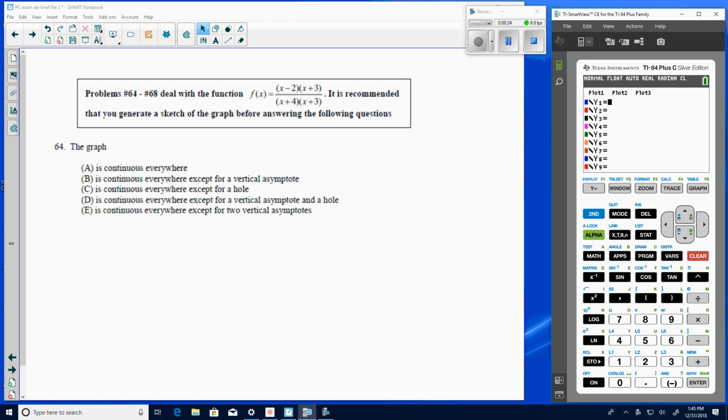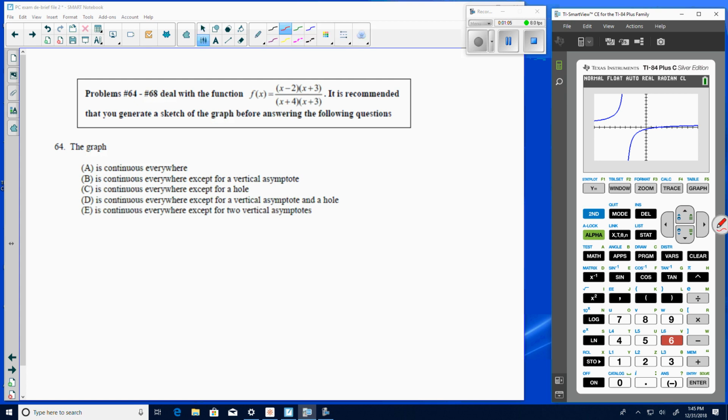Let's see, up top we have x minus 2 times x plus 3. And on the bottom, we have x plus 4 times x plus 3. Okay, and here's the graph in the standard window. There appears to be a vertical asymptote and some sort of end behavior, which is probably not the x-axis. Okay, so let's see if we can do this by hand.